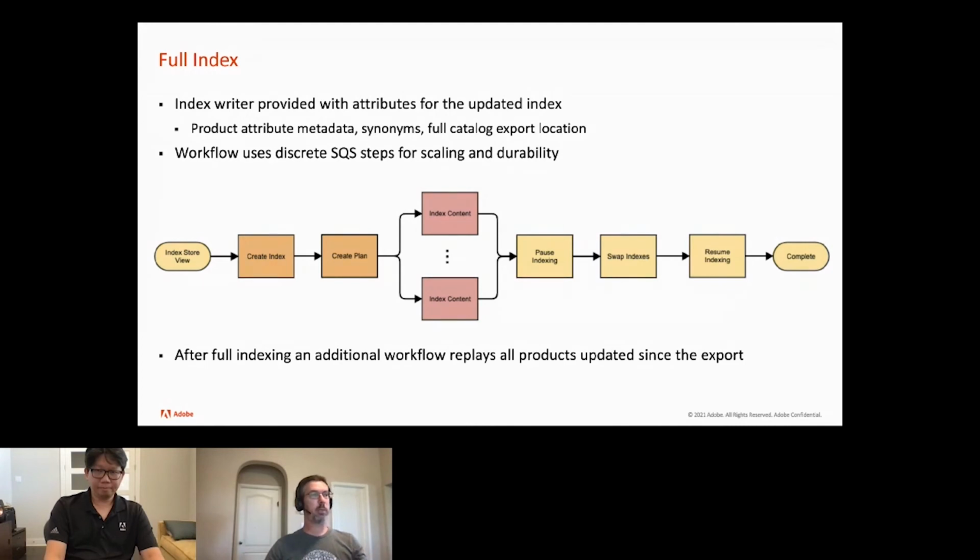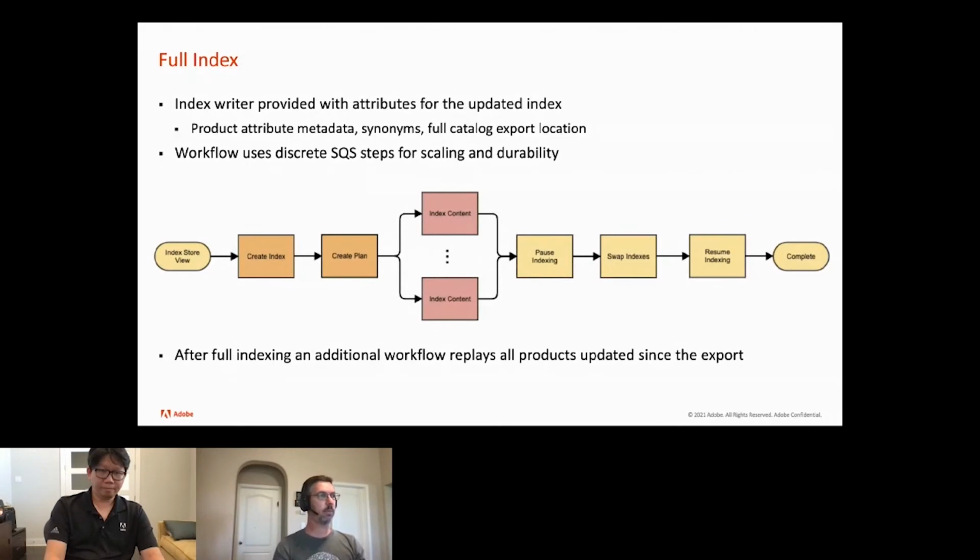Not shown here, because we're working off a snapshot, once all of this is done, we have to go back and replay all the product updates from catalog service that happened while we were doing this process. So during the minutes that this was going on, if any products had any name changes or price changes or anything like that, we need to go back and reflect those in the new index too.